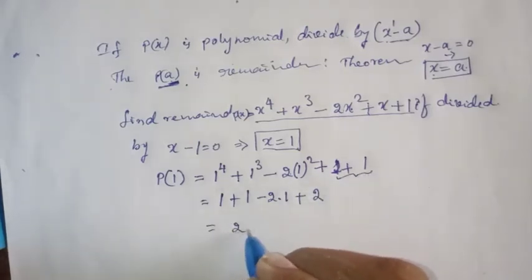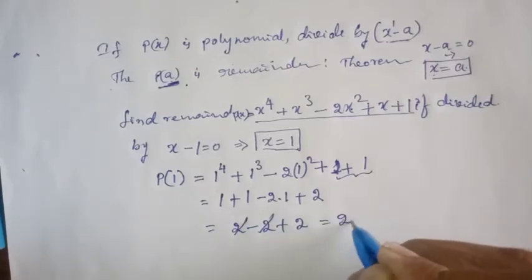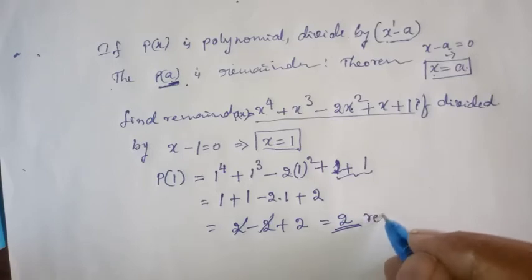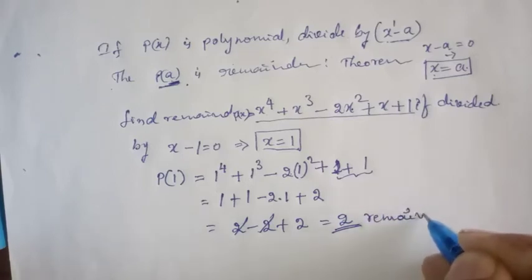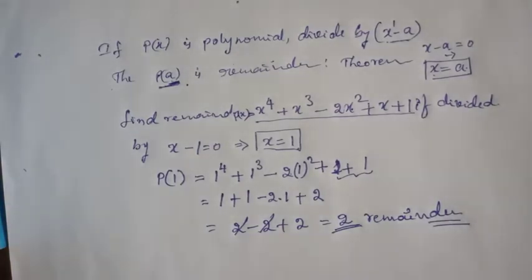Now simplify, 2 minus 2 plus 2. Okay, plus 2 minus 2 cancel. The remaining answer is 2. 2 is the remainder by the remainder theorem. Okay? It's very simple and important.